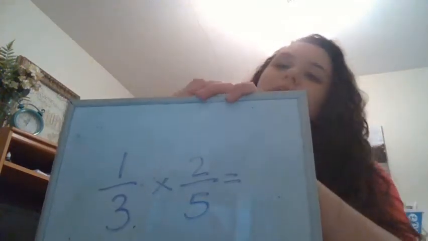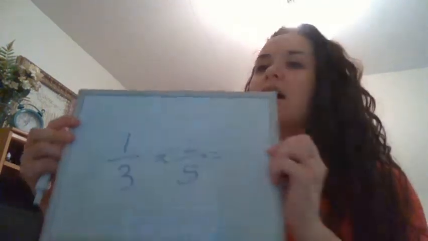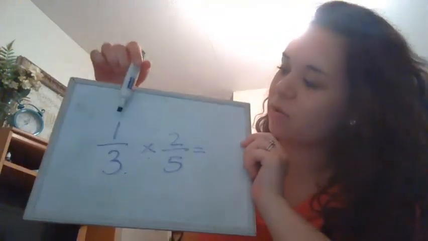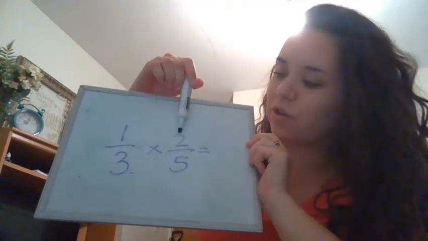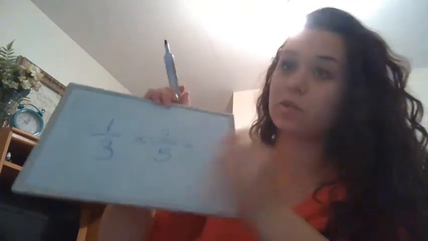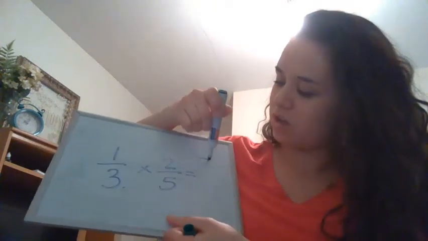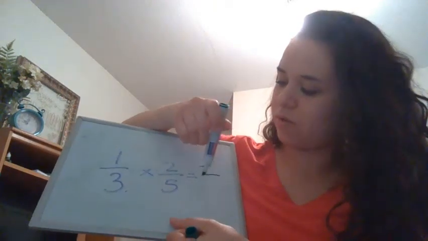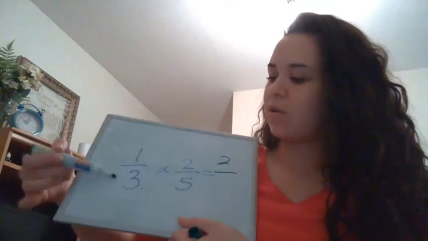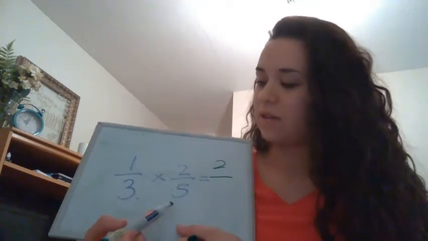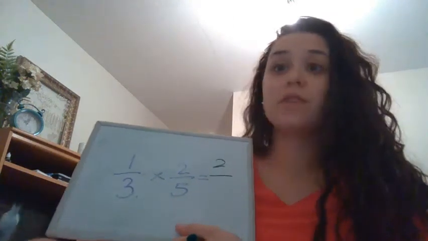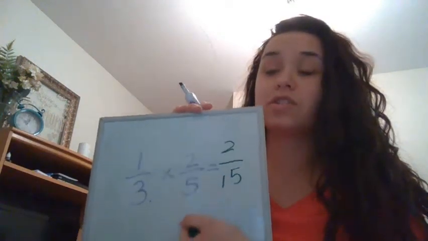So, pull out my marker. I'm going to start with 1, the top, the numerator, times 2. 1 times 2 is 2. So I'm going to write it as my new numerator. Write my fraction bar, and now we'll go to the bottom. 3 times 5. 3, 6, 9, 12, 15. It's 15. So I'll write 15 on the bottom. So my new fraction is 2/15.